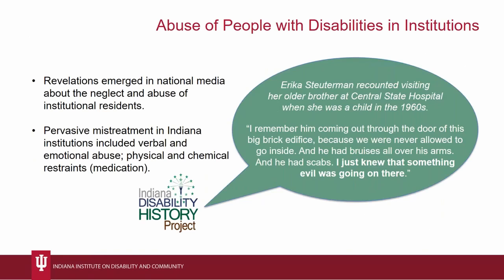In the 1960s and 70s, revelations emerged in national media about the neglect and abuse of institutional residents. In Indiana, as elsewhere, mistreatment in institutions included verbal and emotional abuse, physical and chemical restraints. One of our interviewees, Erica Studerman, recounted visiting her older brother at Central State Hospital when she was a child in the 1960s. She said, "I remember him coming out through the door of this big brick edifice because we were never allowed to go inside. And he had bruises all over his arms. And he had scabs. I just knew that something evil was going on in there."